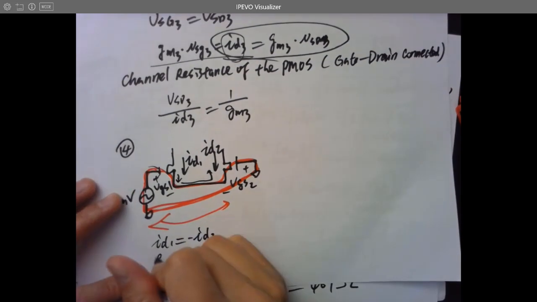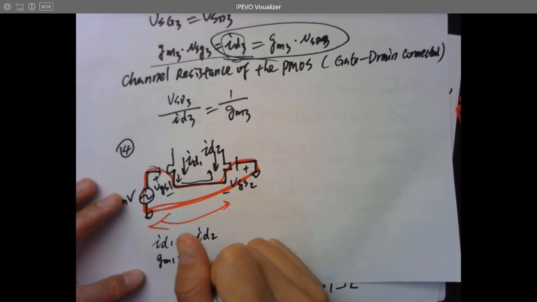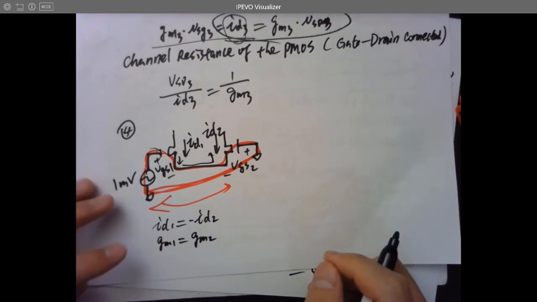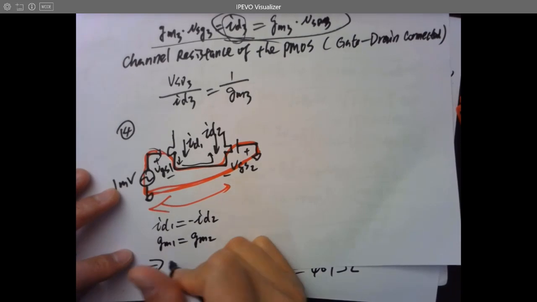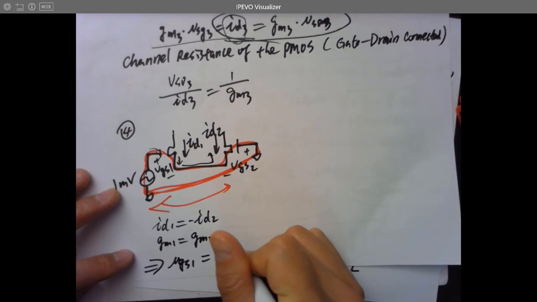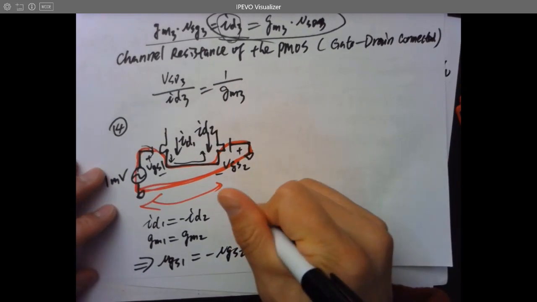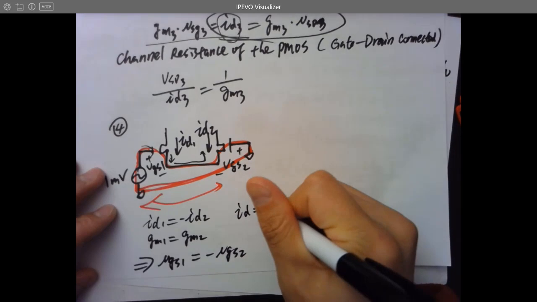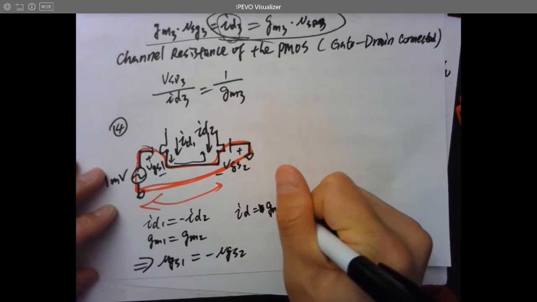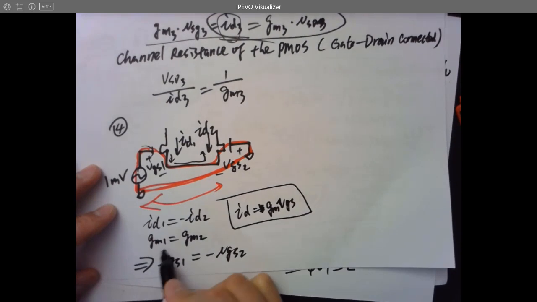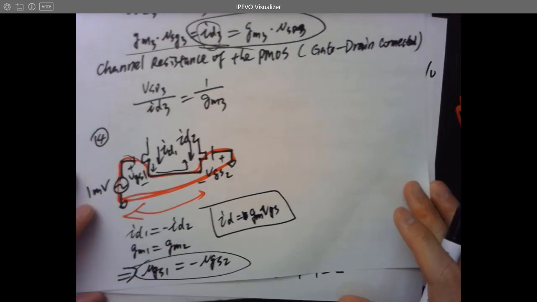However, GM1 equals to GM2 because this is not a vector, it's just a number. You can find out VGS1 equals to minus VGS2. Why? Because ID equals GM times VGS. So you can get this conclusion over here.